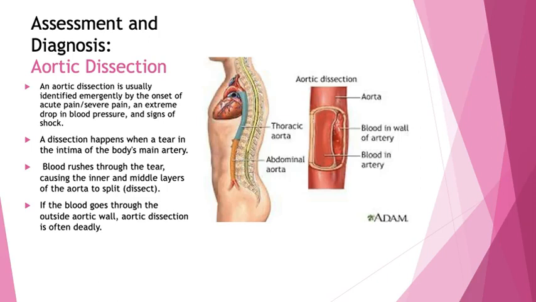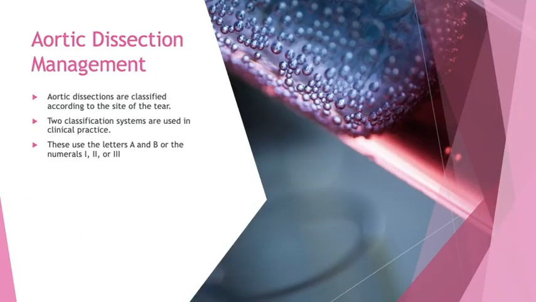So how does a dissection occur from the aneurysm? There's a tear in the lining of the main artery. Blood is going to rush through the tear, causing the inner and middle layers to split, and they call that a dissection. And if the blood goes through the outside aortic wall, if it basically ruptures all the way through, they're typically dead. Otherwise, if it just creates this false lumen where the blood separates and then enters back in, then usually there's something that we can do to help these patients.